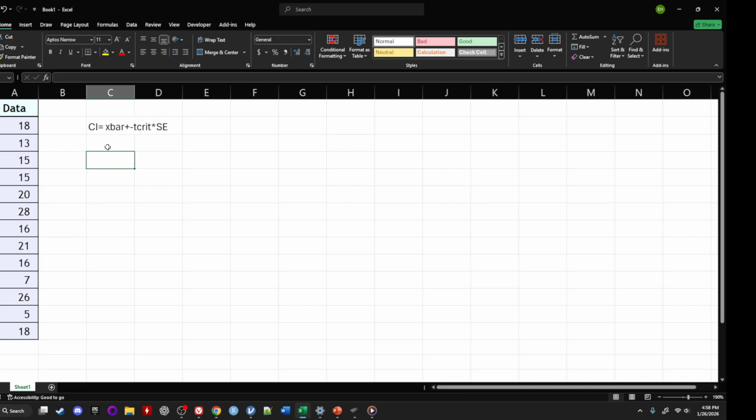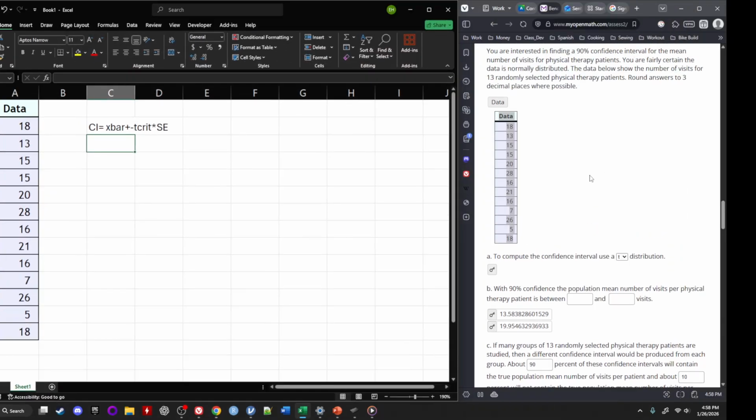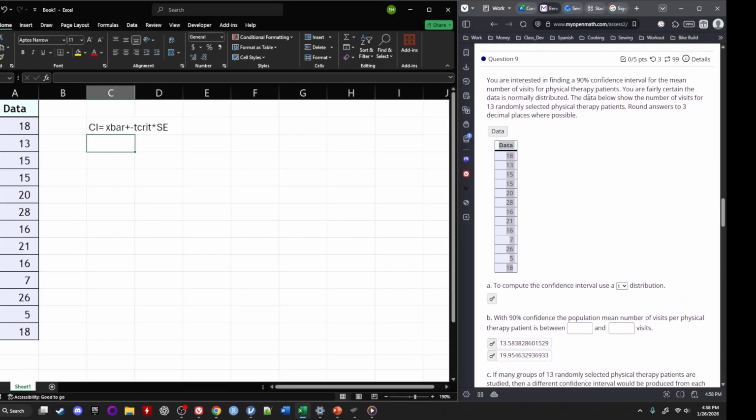We need to know what our confidence level is. Let me move this over here, and we have this problem where we're looking for a 90% confidence interval. So let's put that our confidence level is going to be equal to 0.9, and that would mean that our alpha is equal to 0.1.